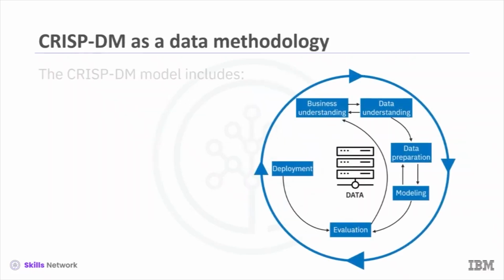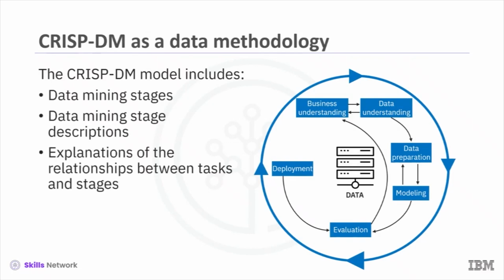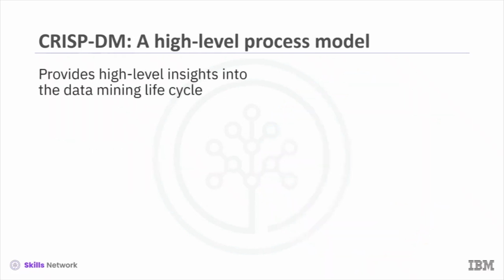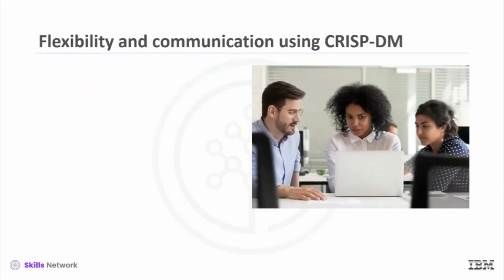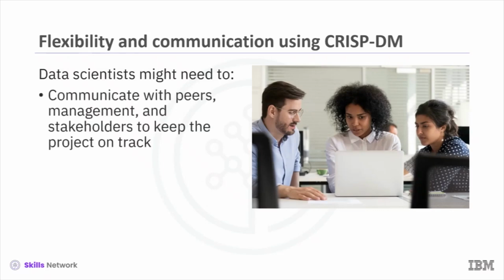As a data methodology, a study of the CRISP DM model includes 6 data mining stages, their descriptions, and explanations of the relationships between tasks and stages. And as a process model, CRISP DM provides high-level insights into the data mining lifecycle. Like other data science methodologies, CRISP DM requires flexibility at each stage and communication with peers, management, and stakeholders to keep the project on track. After any of the following 6 stages, data scientists might need to revisit an earlier stage and make changes.